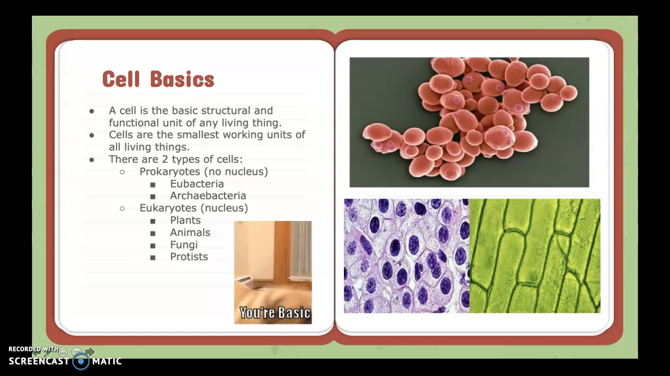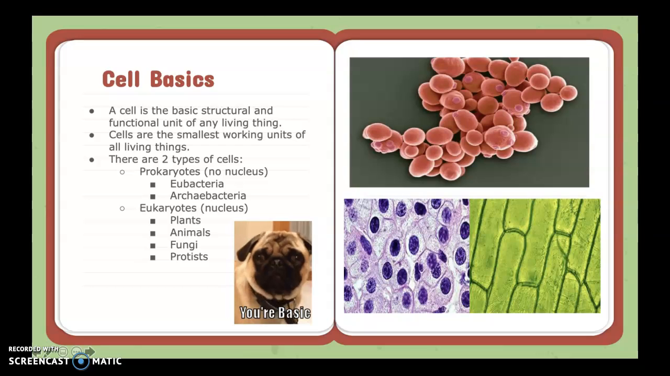Let's get started. The basics of cells. First off, what is a cell? A cell is a basic structural and functional unit of any living thing. Cells are the smallest working units of living organisms. You cannot get smaller than cells and still consider something living. So cells are that basic building block of life. It's the smallest piece you can get.